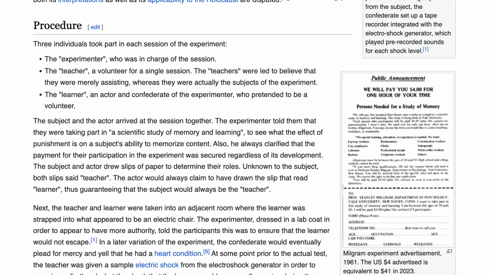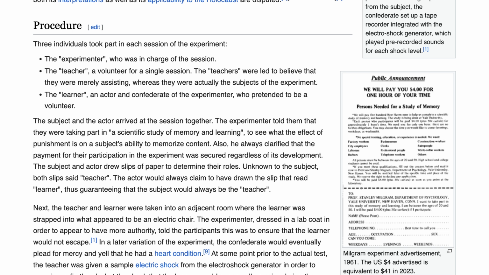The teacher was then given a list of word pairs that he was to teach the learner. The teacher began by reading the list of word pairs to the learner. The teacher would then read the first word of each pair and read 4 possible answers. The learner would press a button to indicate his response. If the answer was incorrect, the teacher would administer a shock to the learner, with the voltage increasing in 15-volt increments for each wrong answer. If correct, the teacher would read the next word pair. The volts ranged from 15 to 450.